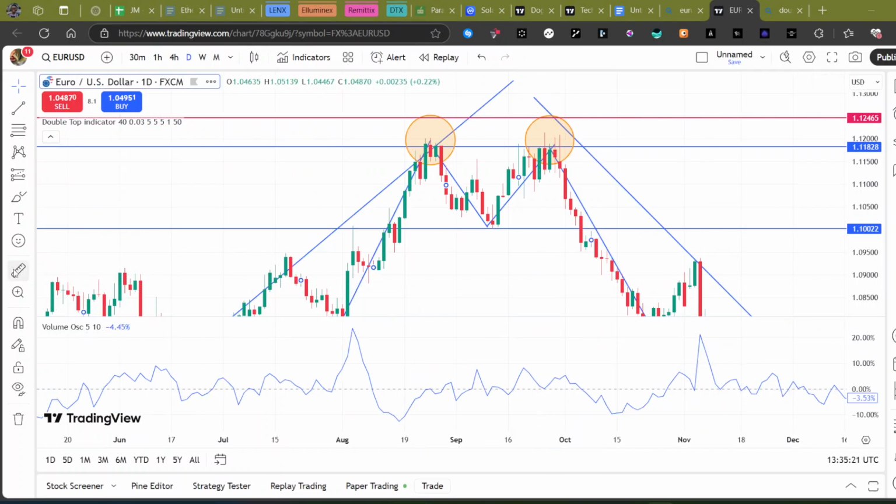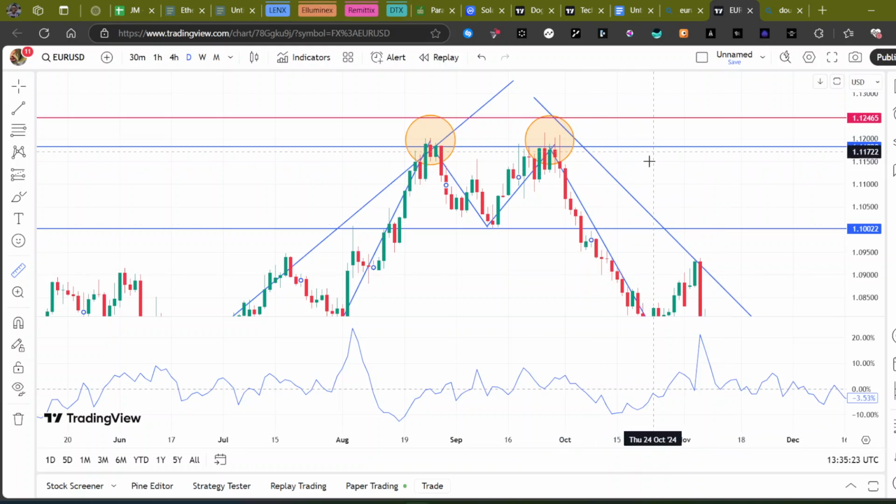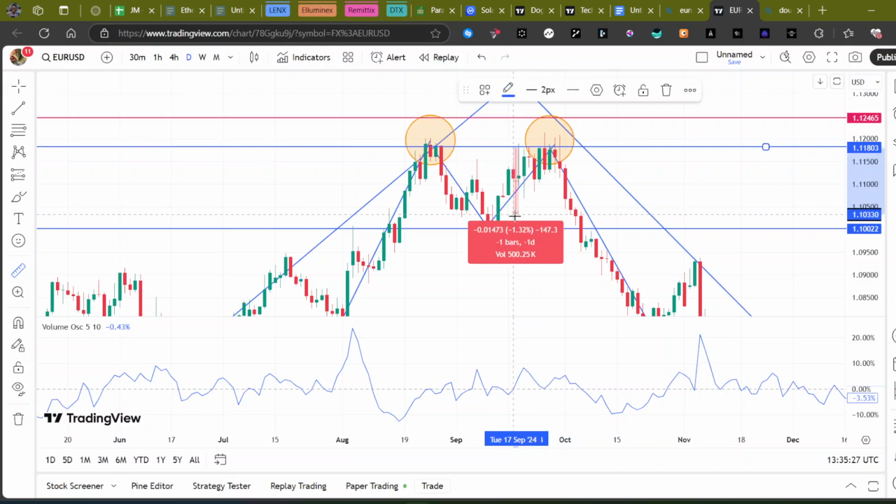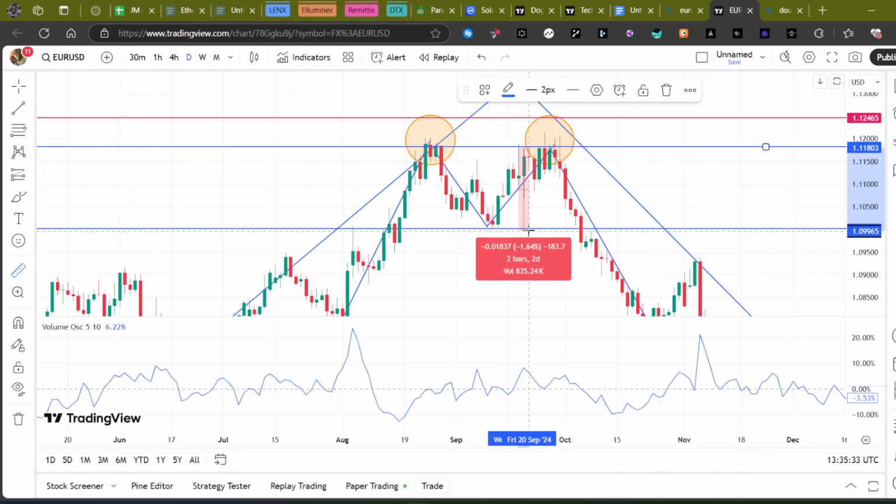So you can just use your measuring tool and measure the distance between the peaks. These are the peaks, the peaks and the neckline. So just use your measuring tool and measure that. And you can see we have about 180. Well, just say 180.